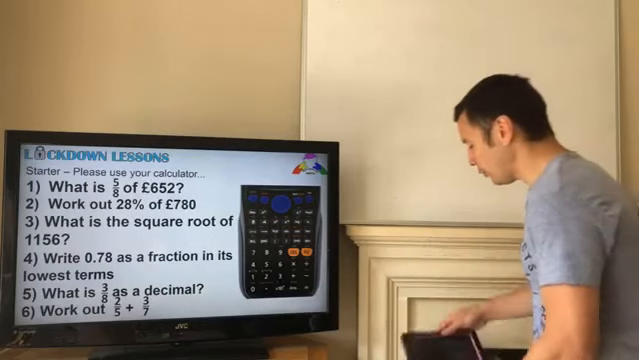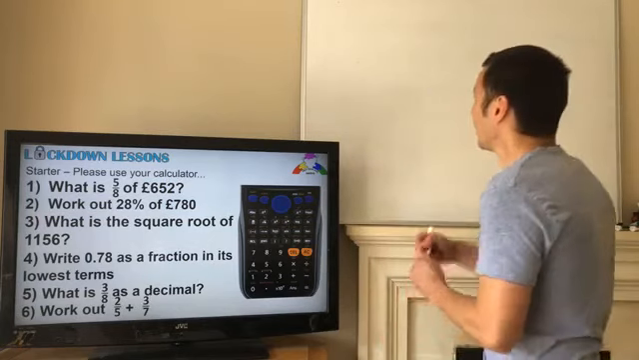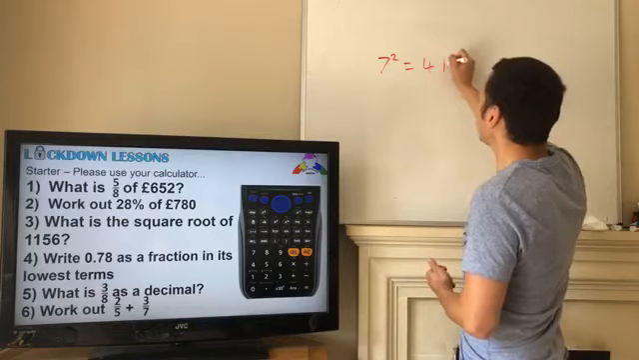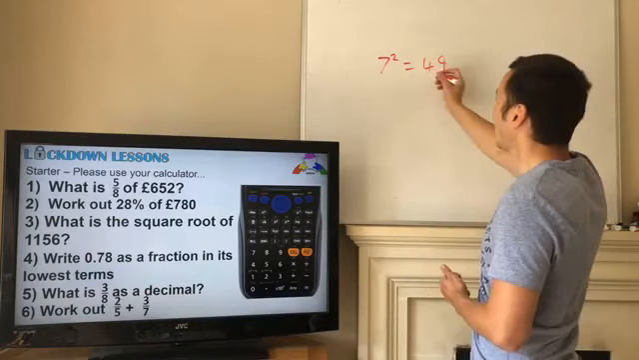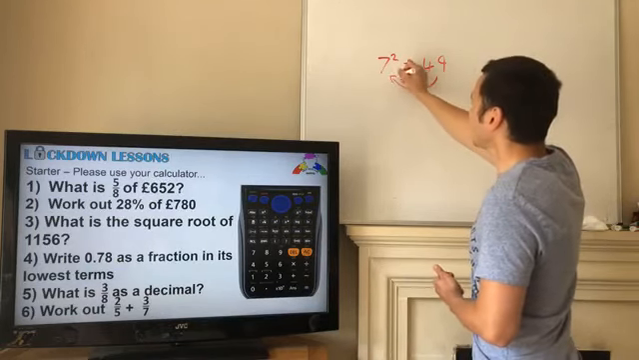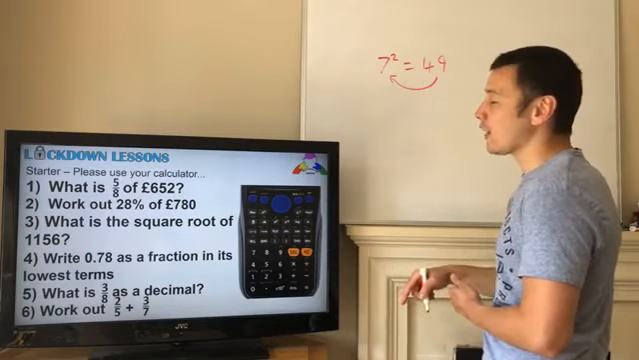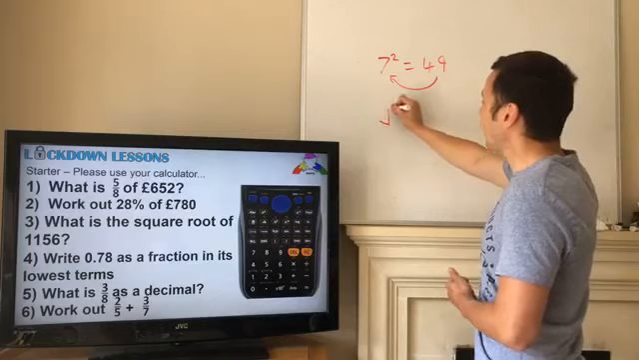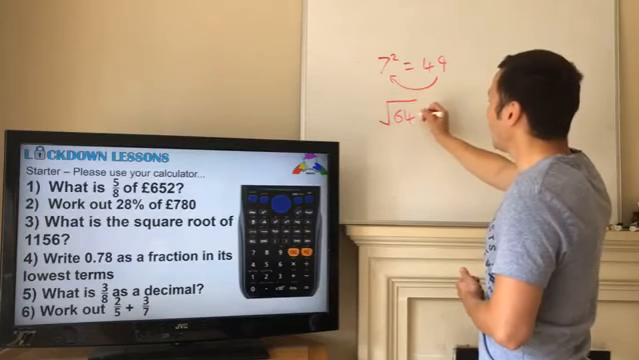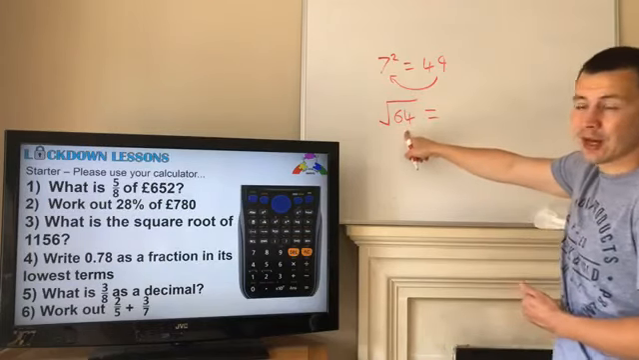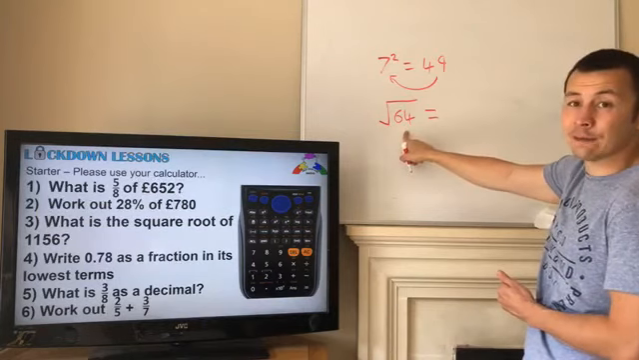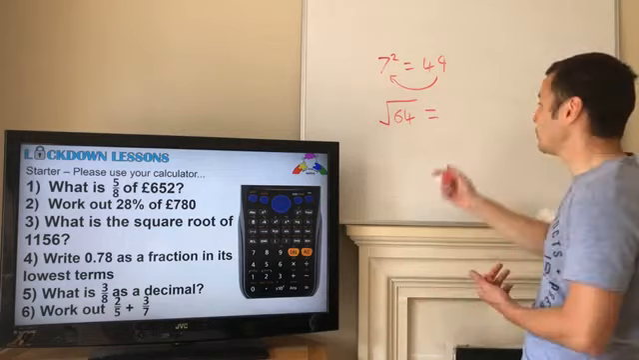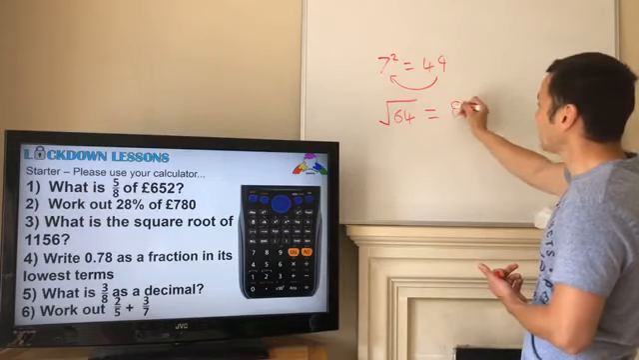Okay, the square root is, if we know that 7 squared equals 49, because 7 times 7 equals 49, to get back to 7, we would square root the 49. So, for example, if we had the square root of 64, you are looking at a number that multiplies by itself to give you 64. If you know your square numbers, you know your times tables, you should be able to work out that that one equals 8.